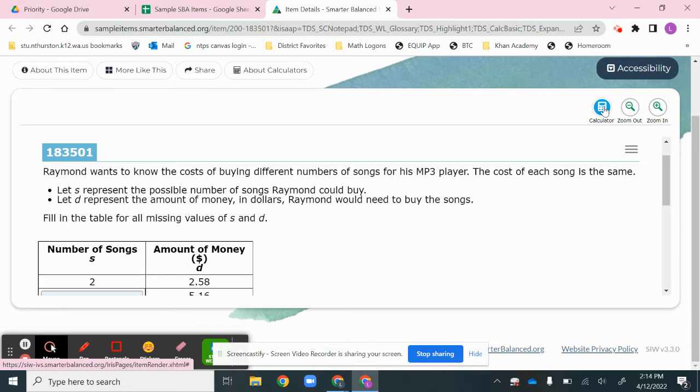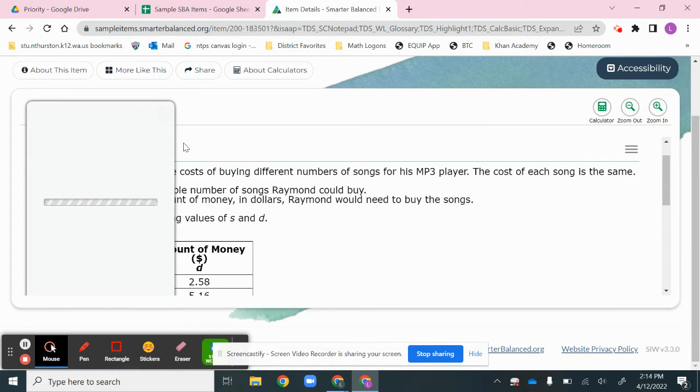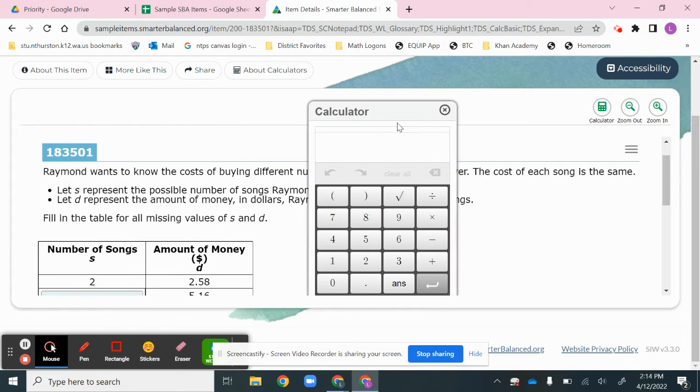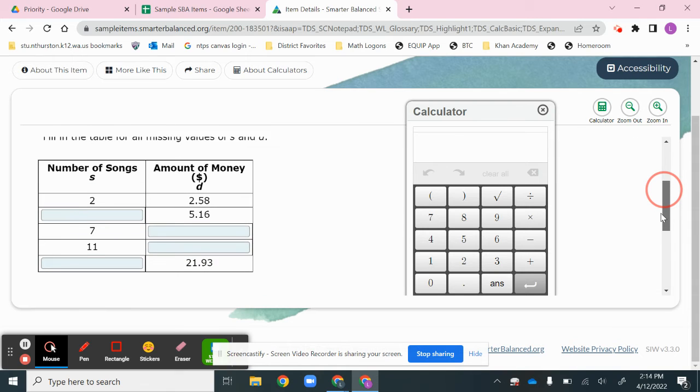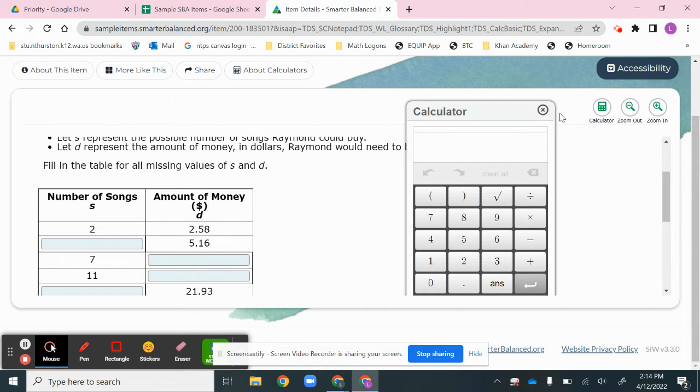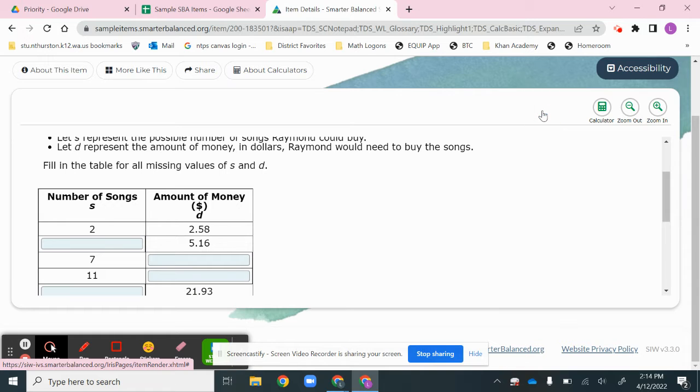And also, we have a calculator. And remember, the calculator can be kind of big. We can move it around, so that you don't need to cover up the problem with that. Sometimes the calculators can be really large and we just kind of have to move them. So for right now, those are our calculators. Okay, so let's read this question.